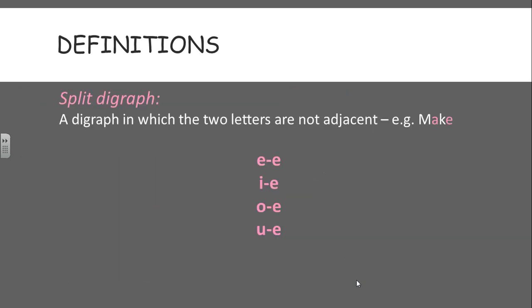A split digraph is a digraph in which the two letters are not next to each other. For example, in the word make, the A and the E together make the A sound, but they are split by the K sound.